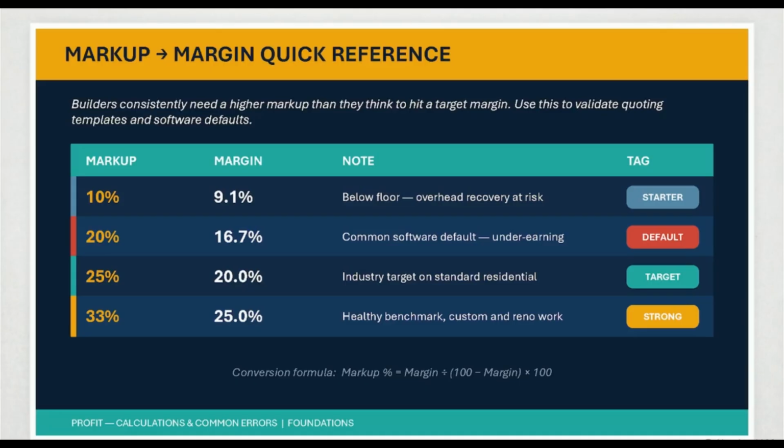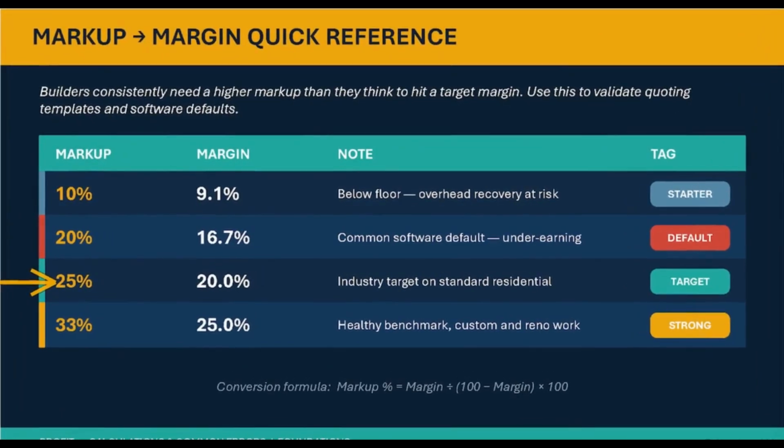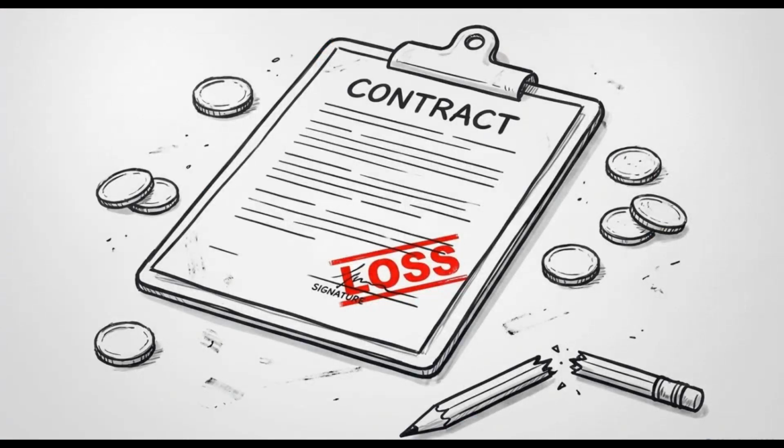This reference table provides the correct conversion metrics. To achieve an industry-standard 20% margin on a residential project, you must apply a 25% markup to your costs. Failing to distinguish between these two denominators systematically robs a business of its expected earnings on every single contract signed.